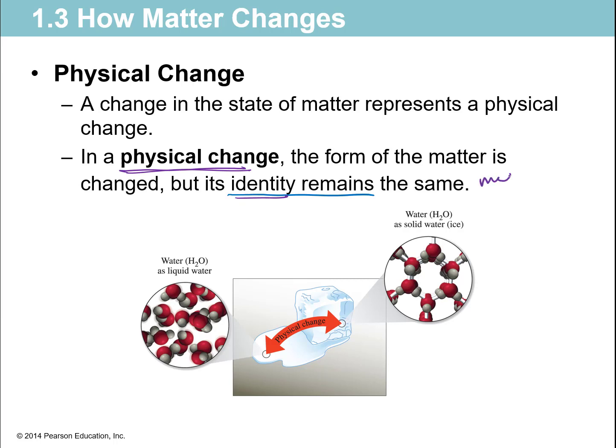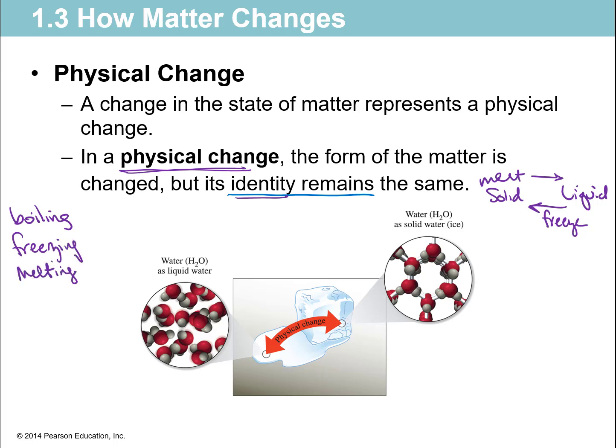So I can melt and take a solid into a liquid. But I can do the exact opposite, and I could freeze and change the liquid back into a solid, right? So the molecule doesn't actually change. I can change it back. So things like boiling, freezing, melting, all good examples of physical changes.